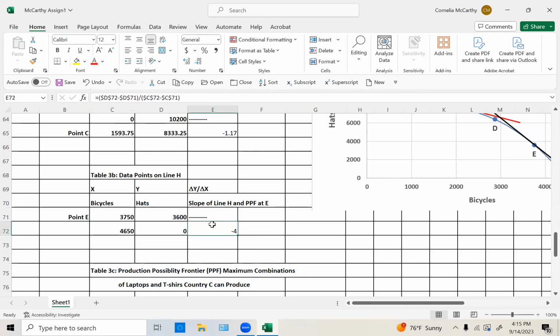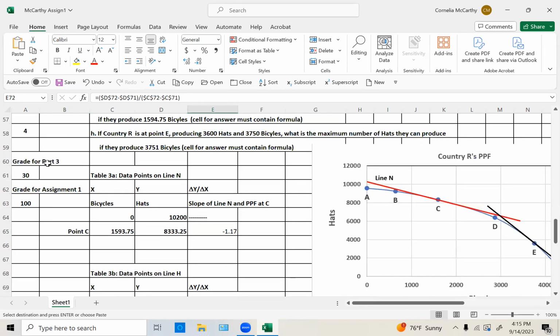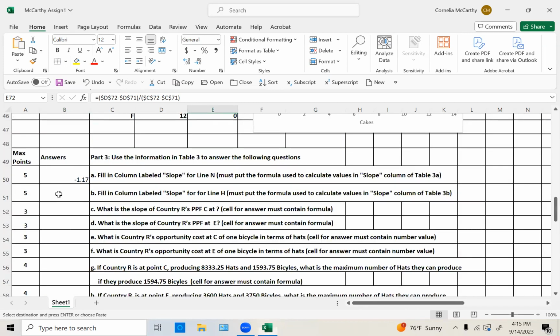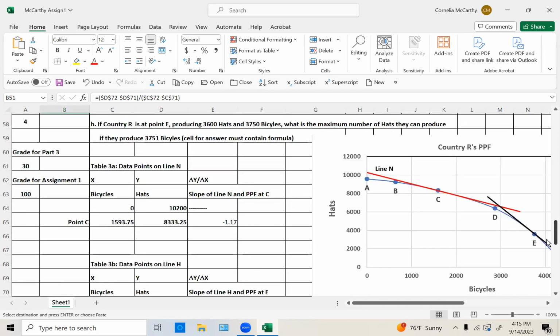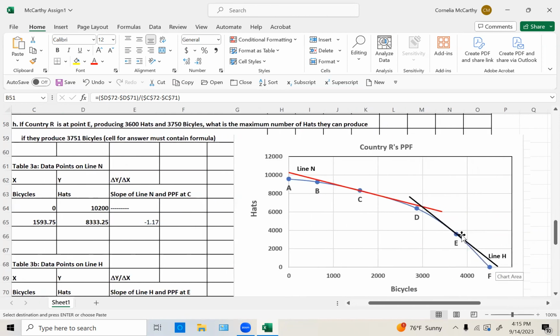So it's telling it to use exactly the same cells for the calculation. If I copy this formula and I place it up here and paste by clicking on the clipboard, I get the values for the slope. And again, what this is telling us is that anywhere on the line H, which is this line, if you increase the bicycles by 1, you're going to have to decrease the number of hats by 4.